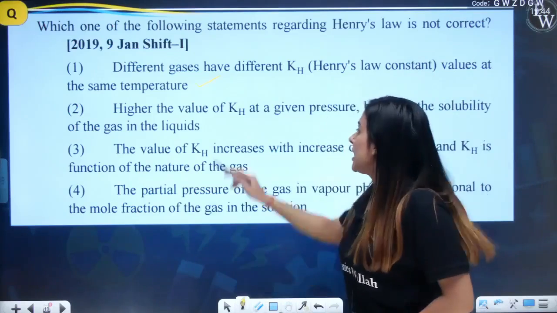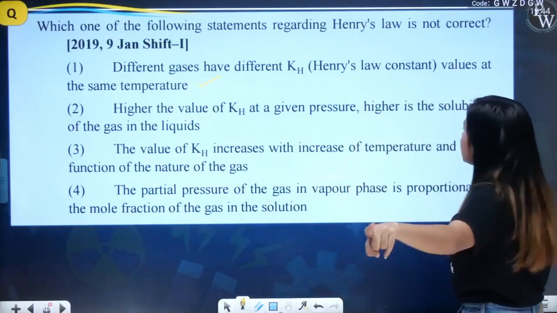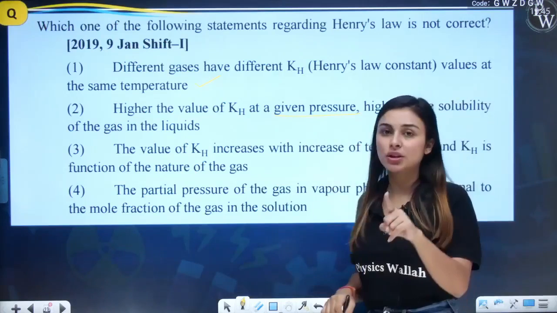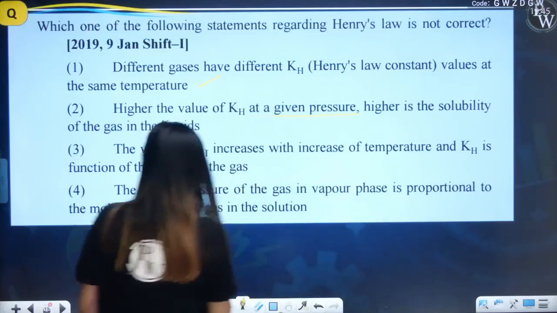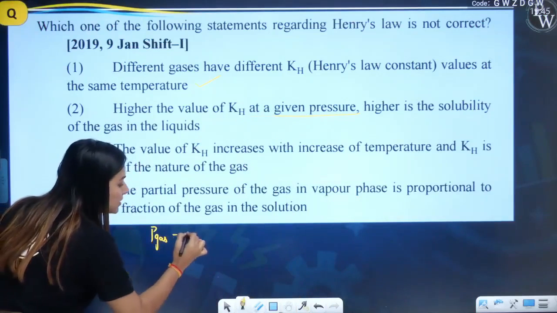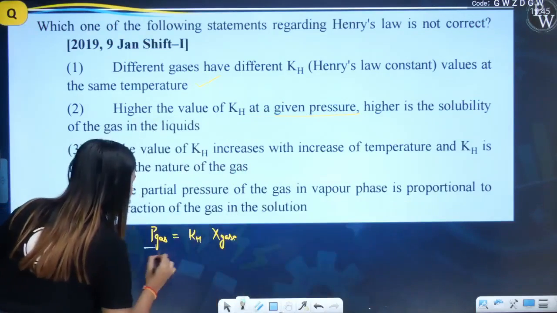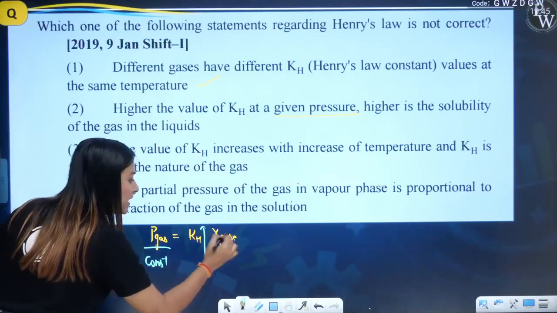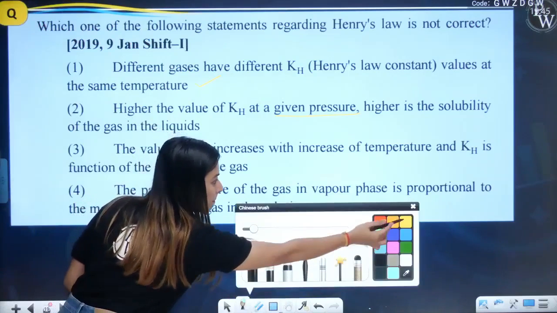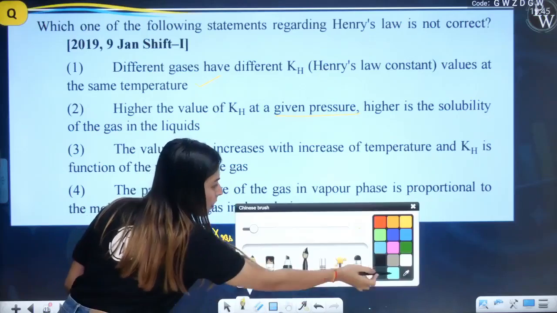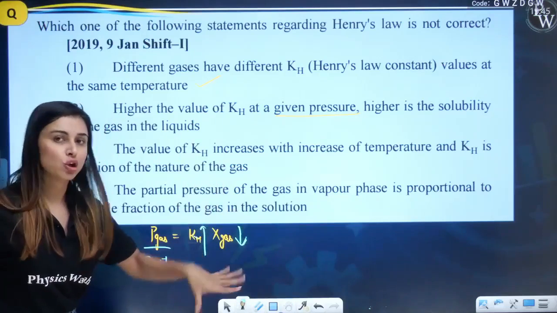Second, higher the value of KH at a given pressure. Now your pressure is constant. It is told that your pressure is constant, right? Given pressure means that your pressure is constant. Higher is the solubility of the gas in the liquid. Now my dear students, imagine you have pressure of gas is equal to KH into solubility. Now since this is constant, if you increase KH, then mole fraction has to decrease. That is, solubility has to decrease.